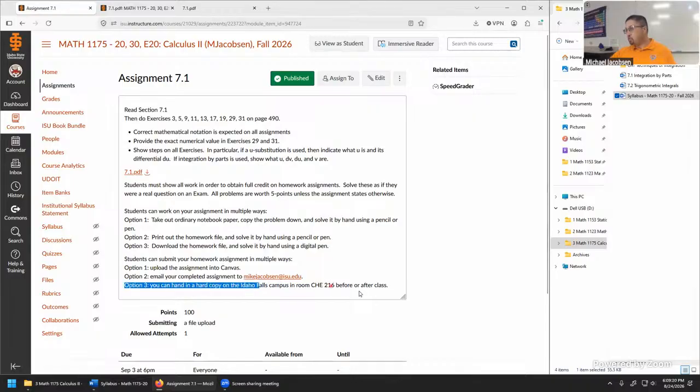Option 3. This is more if you're in the in-person section. If you're writing it out on paper and you don't want to scan it and send it to Canvas, you can just drop it over here on the table at the start of class, after class. And that's a completely acceptable way to submit your homework as well. You don't have to upload anything to Canvas if you don't want to, mainly for the in-person section. The online section probably doesn't want to drive down to drop off homework. So those are 3 ways you can do the homework, 3 ways you can hand it in.